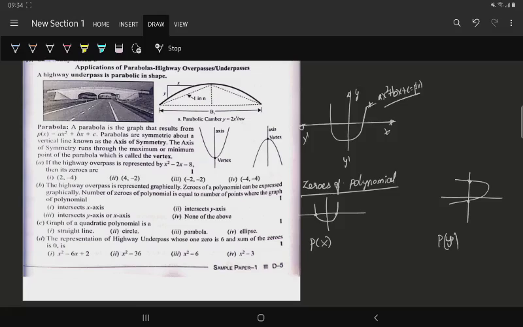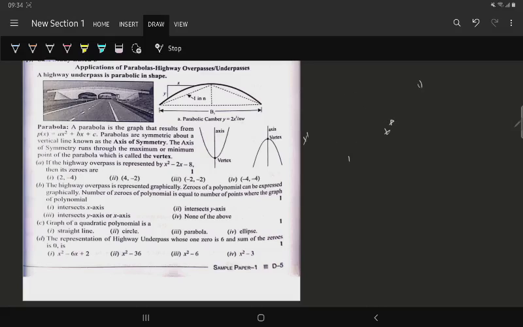The first question says, if the highway overpass is represented by x square minus 2x minus 8, then the zeros are. We have two methods to find it. One is the factorization method, where you equate the polynomial to 0, or go for the trial and error method. How to do this? The given options, you just substitute, and you have to get this polynomial as 0. If I get the polynomial as 0, those become the zeros of the polynomial.